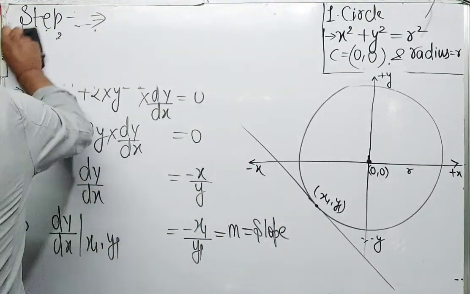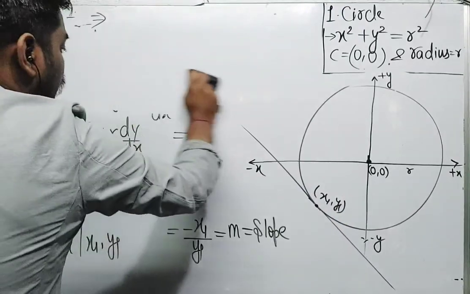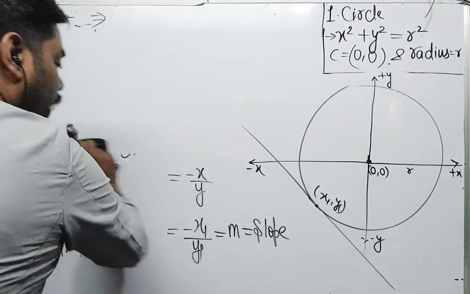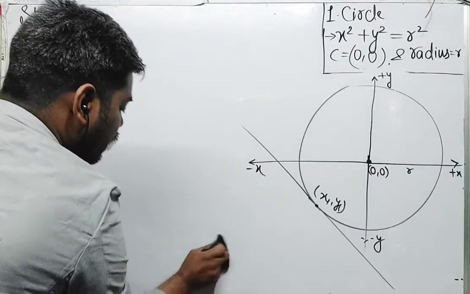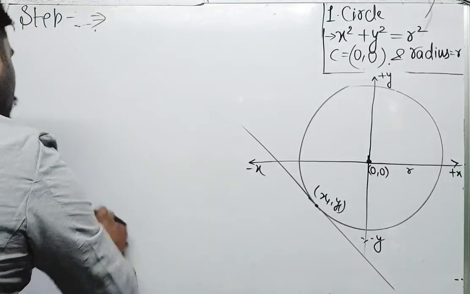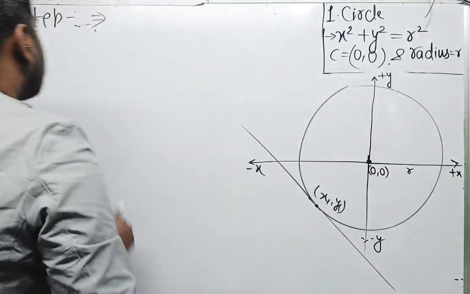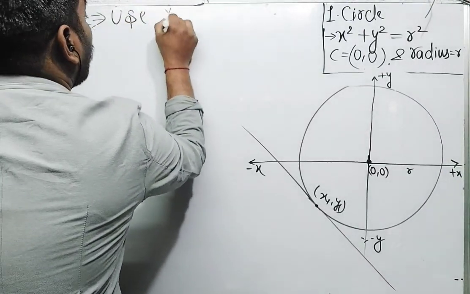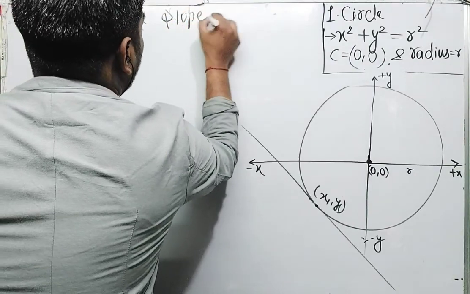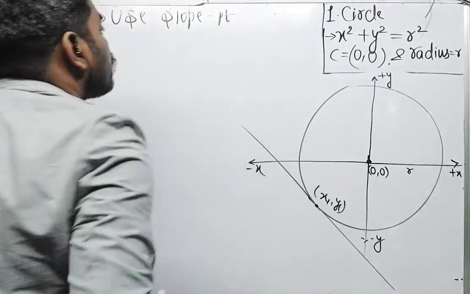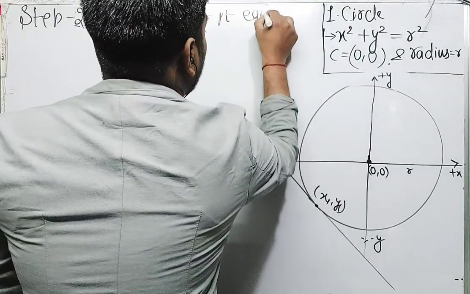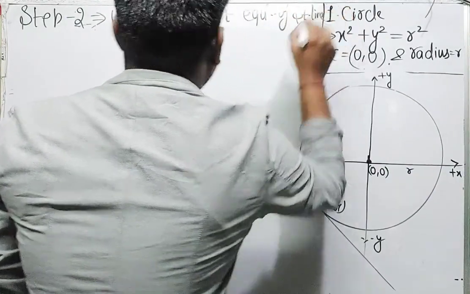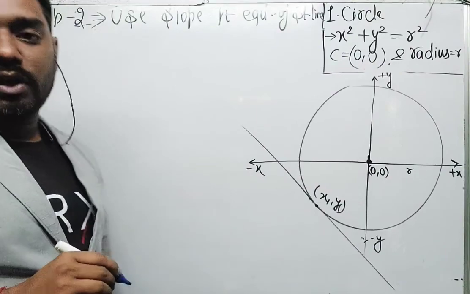So this is step number 1, to find out the slope. Understood? By using the differentiation method. Understood? Now step number 2 is use the slope point equation of the straight line. Understood? Use the slope point equation of the straight line.